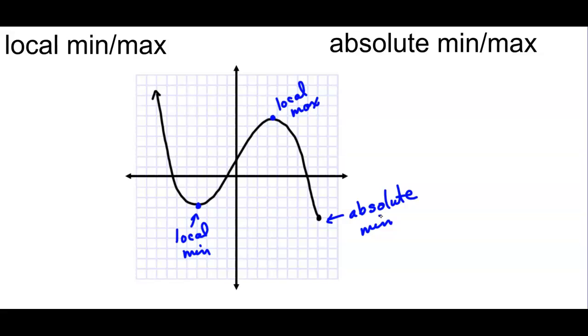But the absolute max, it doesn't have one. You'll notice that this part just keeps going up and up and up, so there is no absolute max. We don't have a highest value, it just keeps going and going, and that arrow indicates that.